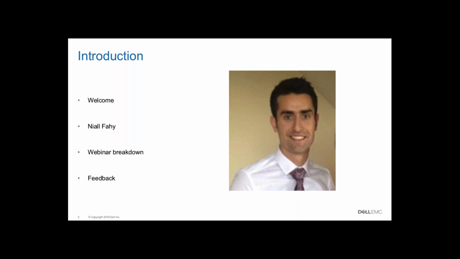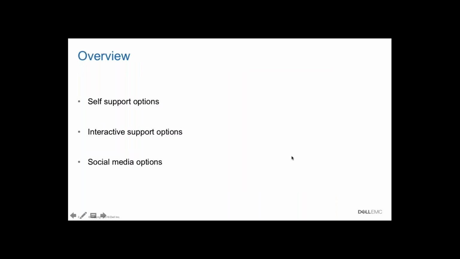If everybody's okay, we will step into the first part of the session. Just to give you an overview of what we're going to be talking about today, we're looking at three different areas. Self-support options, how you can access support and do the support yourself. Interactive support options, where you've reached out to support and you're actually interacting with them. And then social media options, which is important for a lot of people, as that gives them the ability to reach out to us in real time when they're on the go.